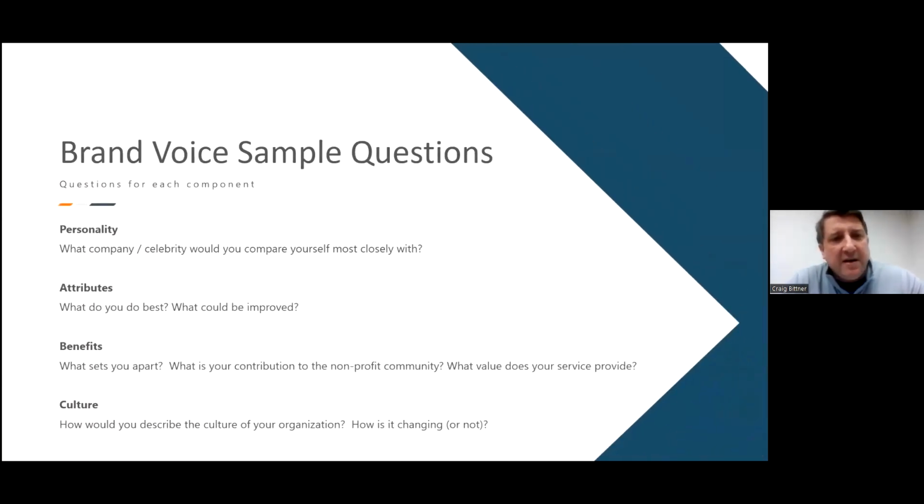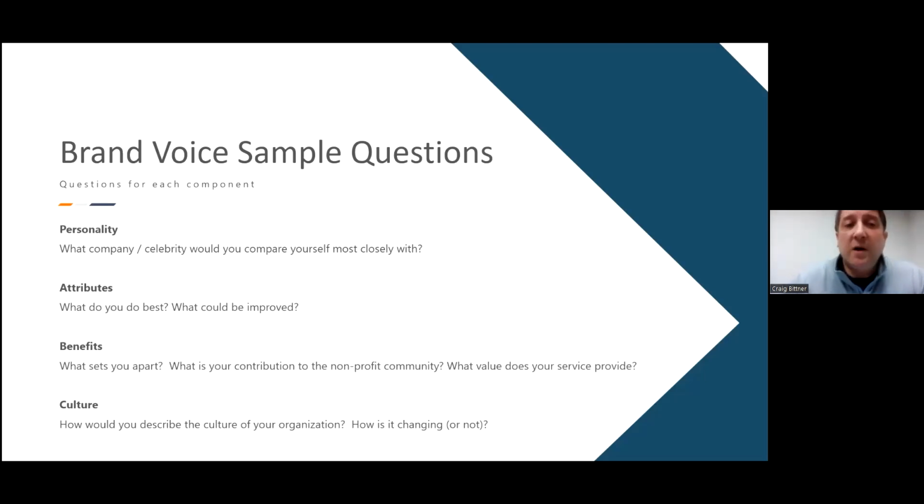When you're looking into personality, we have a series of questions. It's not just these, but these are the ones I thought stood out, and that we get a lot of interesting results from. The personality one is interesting: what company or celebrity would you compare yourself most closely with? Sometimes we ask that question in the form of, if your organization had a mascot or a spokesperson, who would that person be? Who would be the best person to speak to your organization? Sometimes that can give us some insight into your personality.